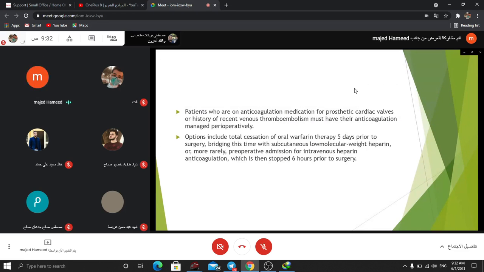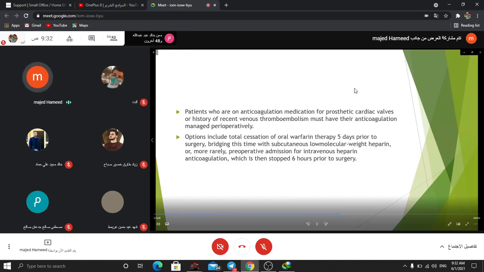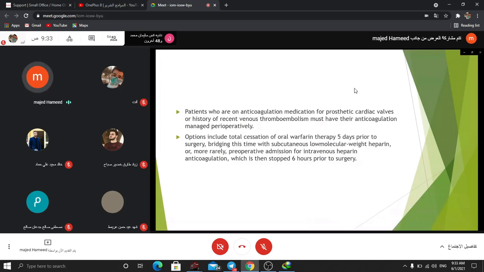Patients who are on anticoagulation medication for prosthetic cardiac valves or history of recent venous thromboembolism must have their anticoagulation managed preoperatively. Options include total cessation of oral warfarin therapy 5 days prior to surgery, bridging this time with subcutaneous low molecular weight heparin, or more rarely preoperative admission for IV heparin anticoagulation, which is then stopped 6 hours prior to surgery.